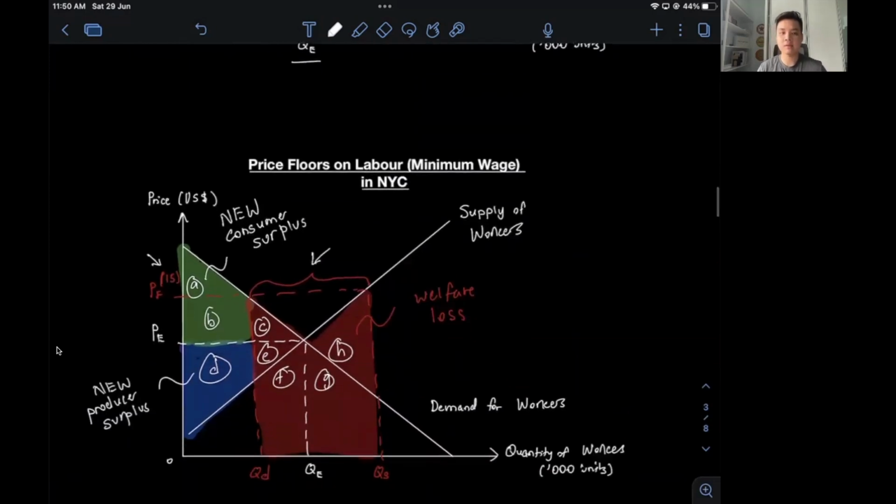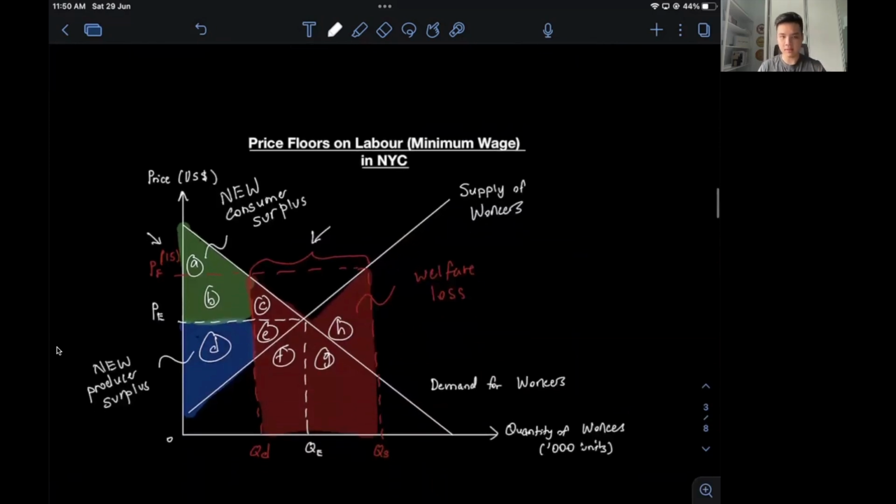Firstly, in terms of consumers, consumers become worse off as a result of price floors. Now consumers are worse off because they pay higher prices for lower quantity. In the context of labor and minimum wage in New York City, consumers are businesses who are trying to hire manpower. So previously, you would hire labor and pay them PE, but now as a result of the price floor, you have to pay them $15 an hour. So you're paying essentially a higher price for a lower quantity because you can only hire fewer workers now.